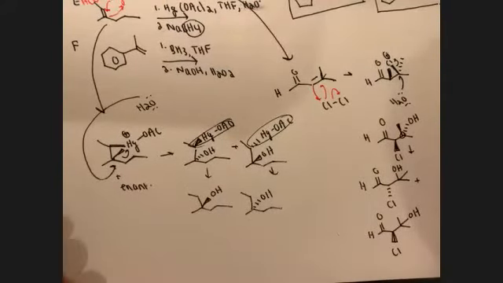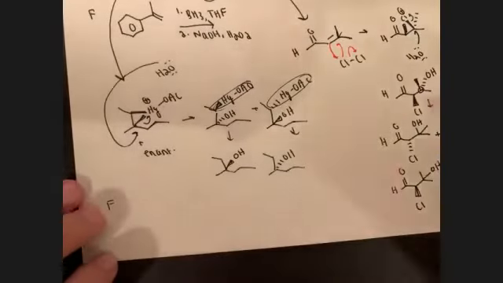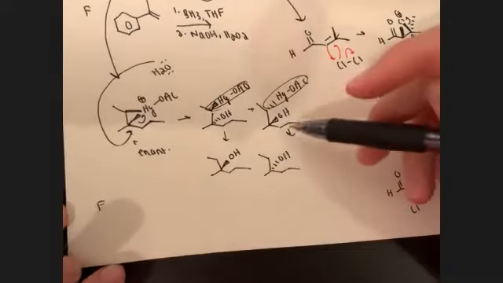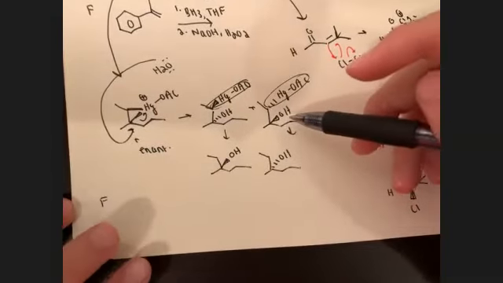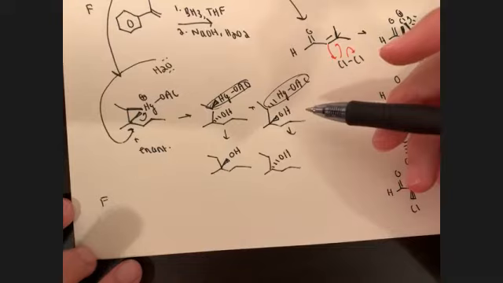All right, and then in F, so F is going to be kind of the opposite of this. So this followed Markovnikov's rule. This was regioselective in the sense that the carbocation is forming on the more substituted position, which forms the alcohol on the more substituted position.